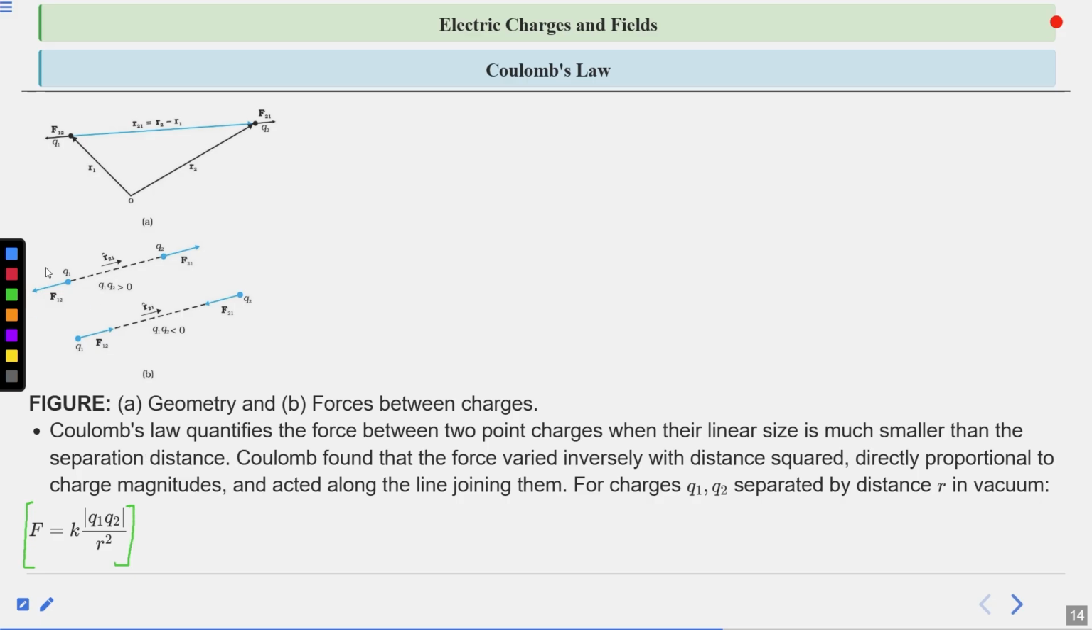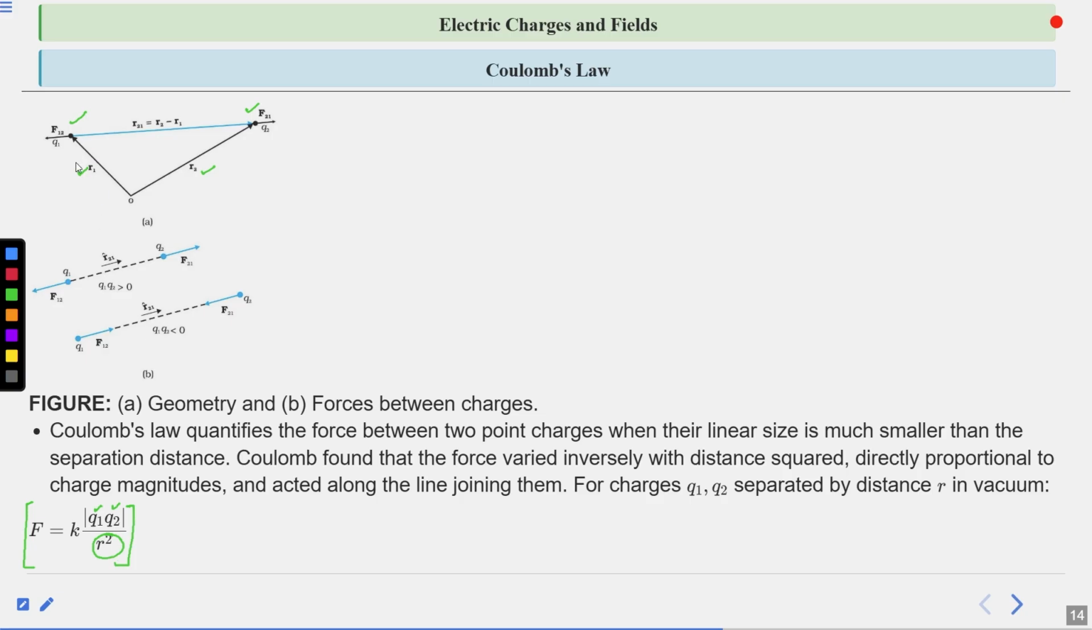Let's see. Suppose we have two charges Q1 and Q2, and the distances from the origin are R1 and R2. According to Coulomb's law, the force between these two charges is inversely proportional to the square of the distance, F is inversely proportional to the square of distance and directly proportional to the magnitude of the charges, that is q1 and q2. To remove the proportionality sign, there is a constant, that is k. So the formula becomes F is equal to k q1 q2 divided by r square. So this is the mathematical form of Coulomb's law.